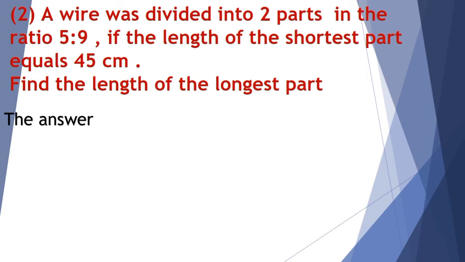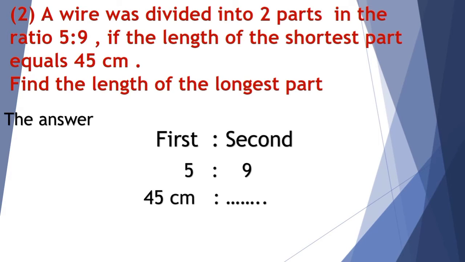The second example: a wire was divided into two parts in the ratio of 5 to 9. If the length of the shortest part equals 45 centimeters, find the length of the longest part. When we solve, I will write up first and second because I don't have names. So first to second, and in the second line I will write 5 to 9. He told me that the length of the shortest part, it will be the smallest ratio. So under the smallest ratio I will write 45 centimeters. Under the second part I will write dots.